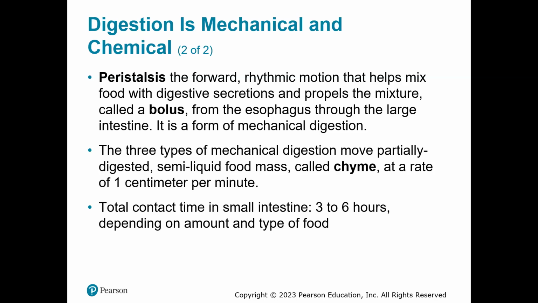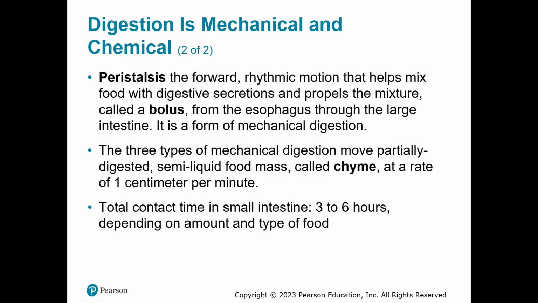The three types of mechanical digestion move this partially digested semi-liquid food mass called chyme at a rate of 1 centimeter per minute. So again, it's going to be a slow movement of this stuff basically from the stomach through the small intestine there. The stomach lets out just small amounts of chyme at a time. And then it'll travel again slowly through the small intestine.